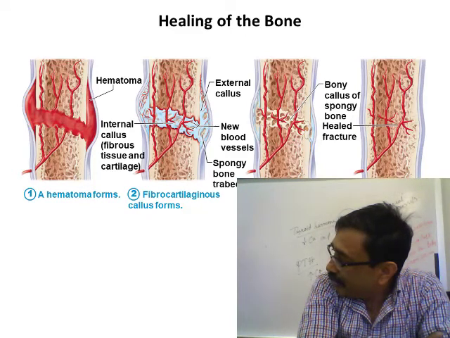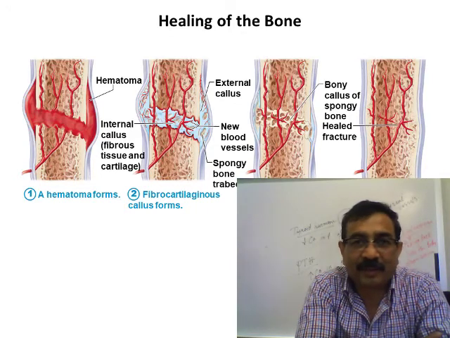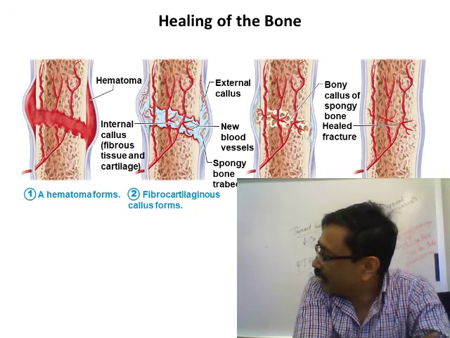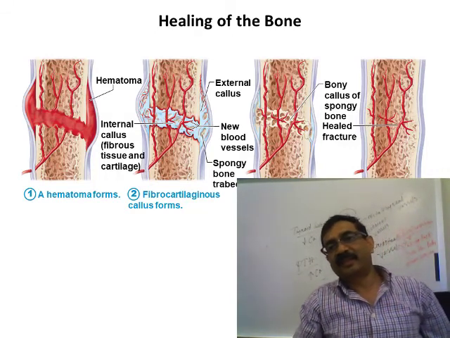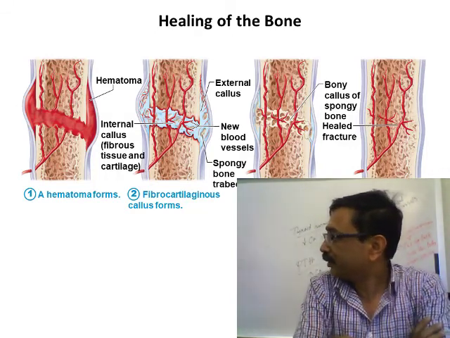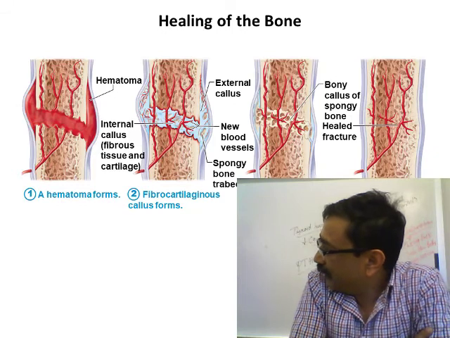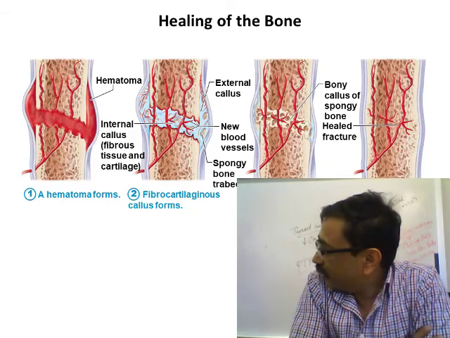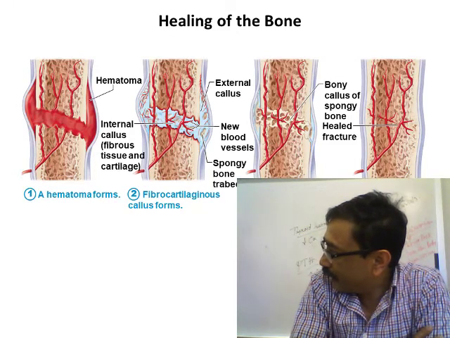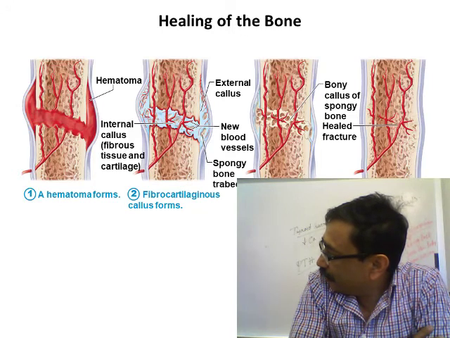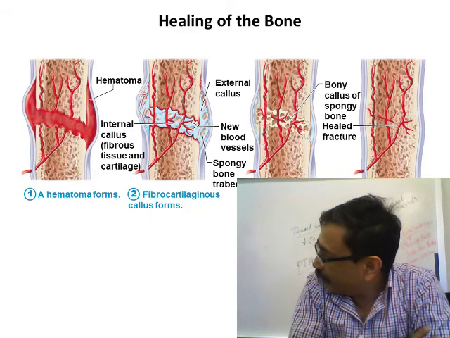After a while, what happens? A soft bony tissue, actually it is a cartilaginous tissue, fibrocartilage, is formed. So fibrocartilaginous callus is formed, soft cartilage tissue. That is next. Then that cartilage is converted to bone. So bony callus is formed from the cartilaginous, fibrocartilaginous callus. And after the new bone is formed from the fibrocartilage, what happens?